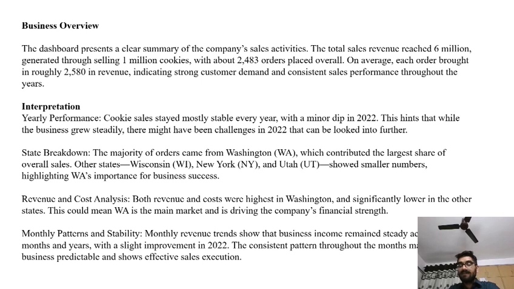Sir, the last parameter which I have considered is monthly pattern and stability. Monthly revenue trends show that the business income remains steady across months and years, with a slight improvement in 2022. The consistent pattern throughout the months made the business predictable and shows effective sales execution.